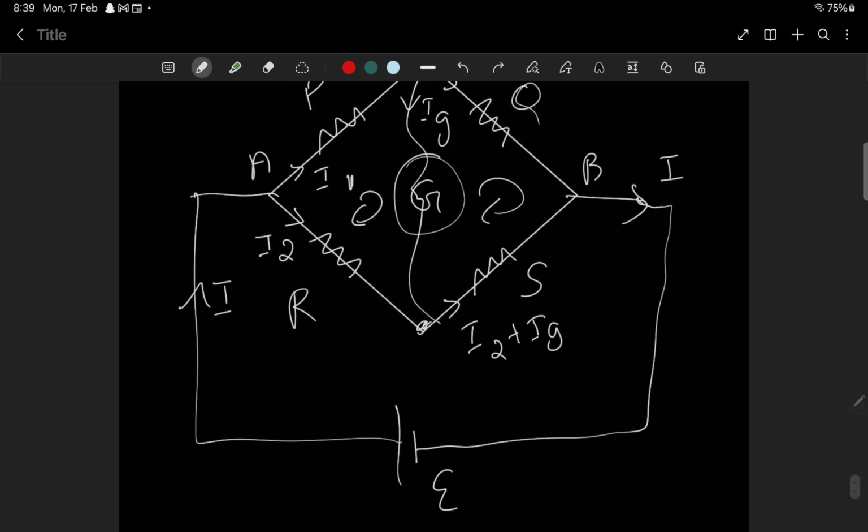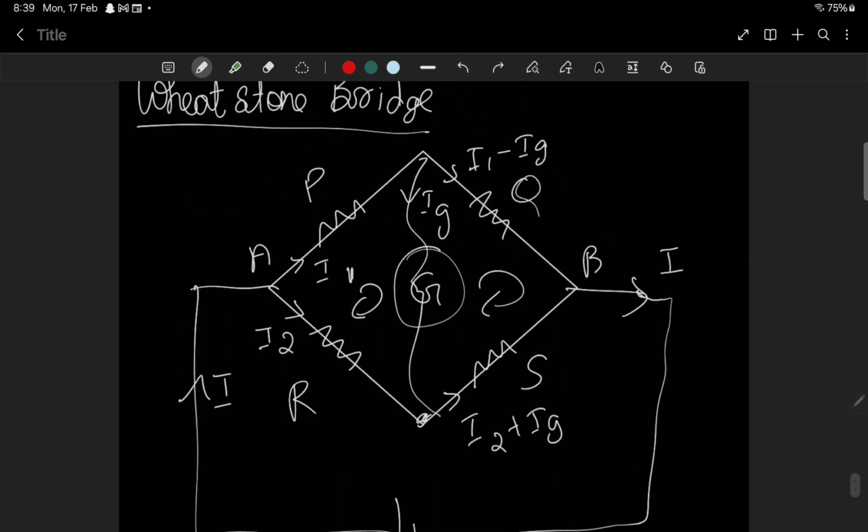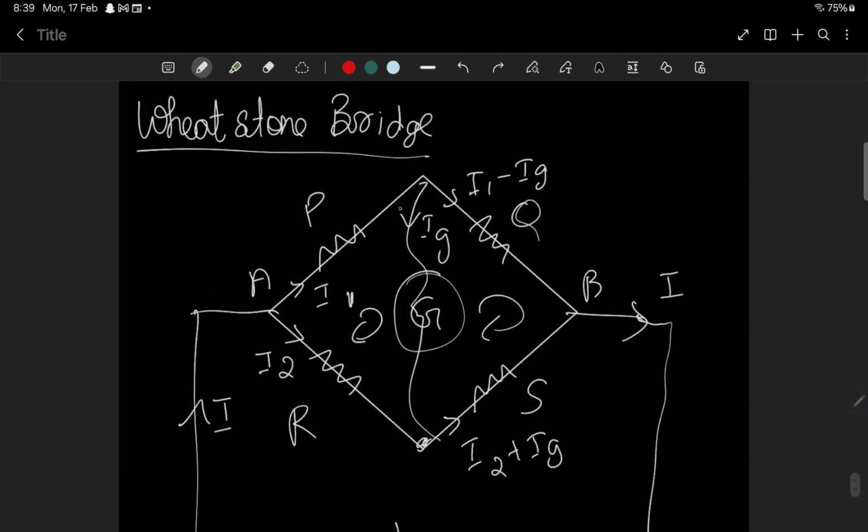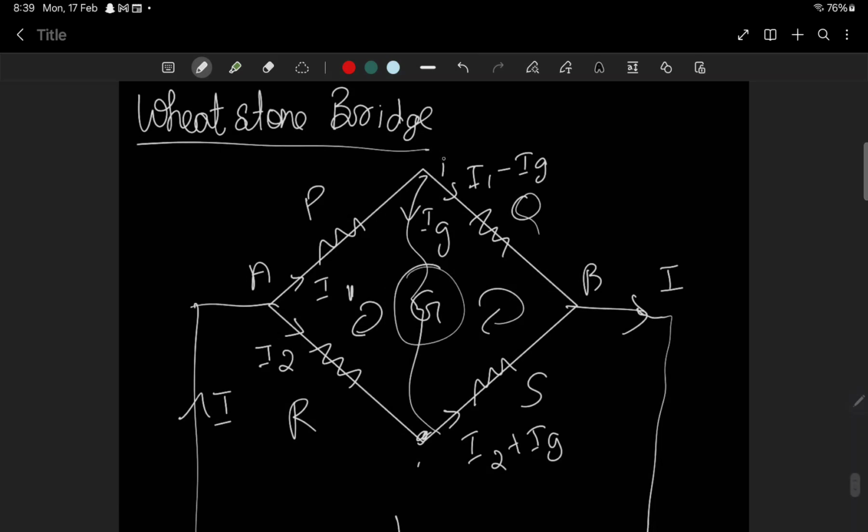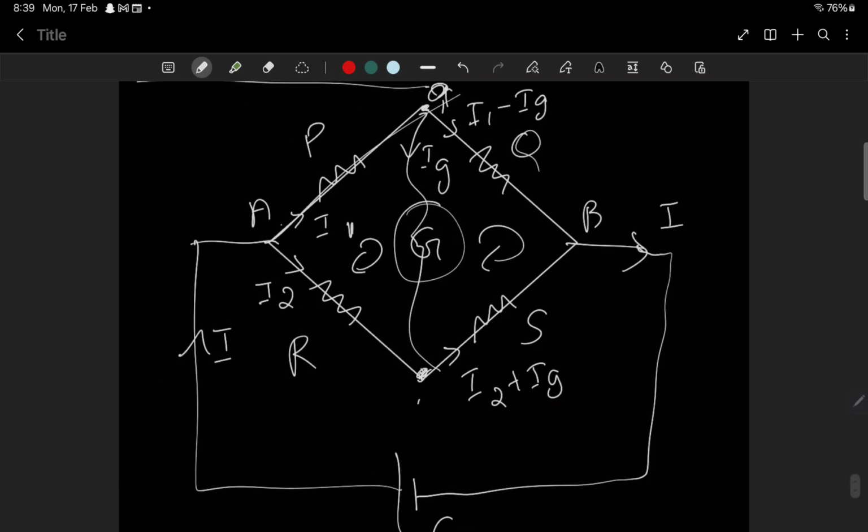Taking the first loop, what can we write? I am going to travel from A, this point, then this point. I'm going to travel through this triangle. First I am going this way. I am applying Kirchhoff's law. I am going like this, I1 into P.